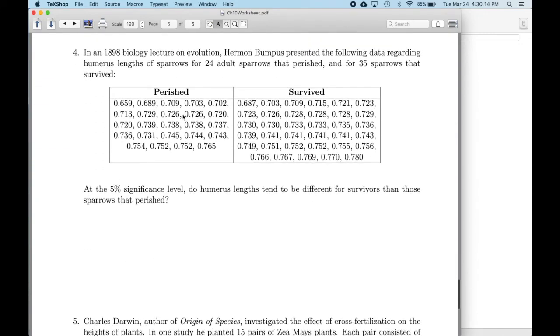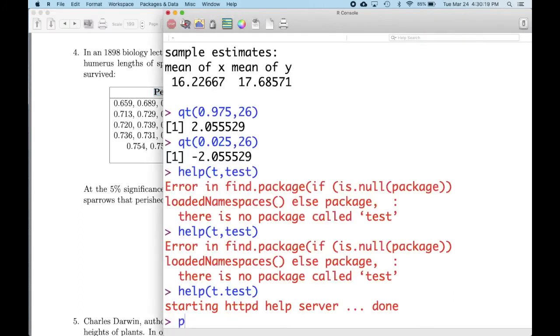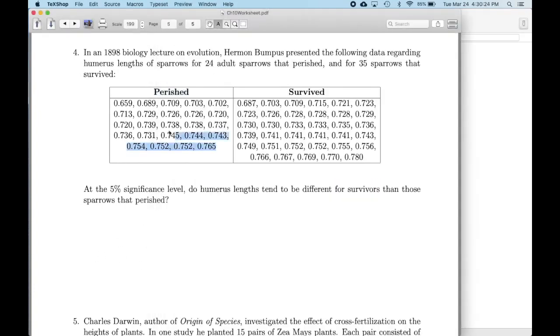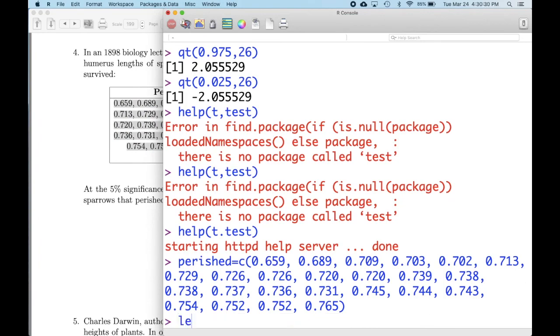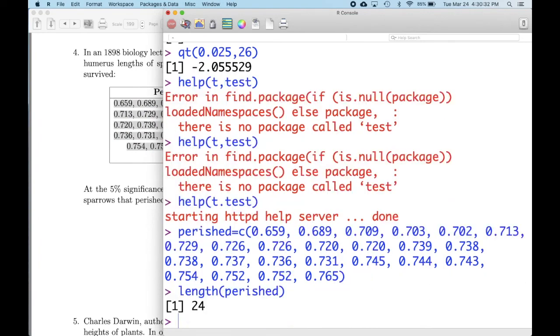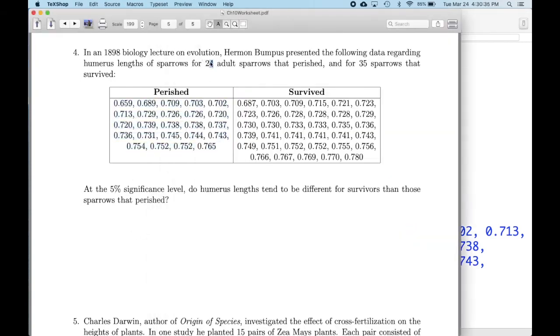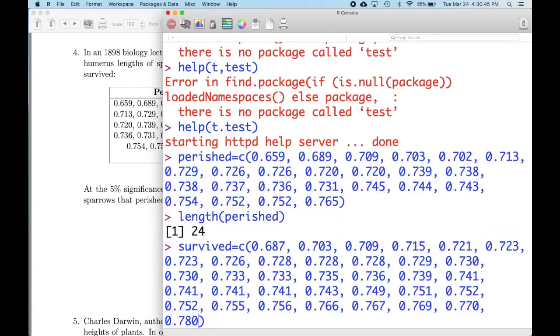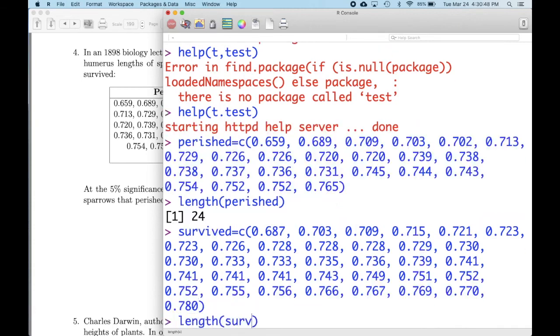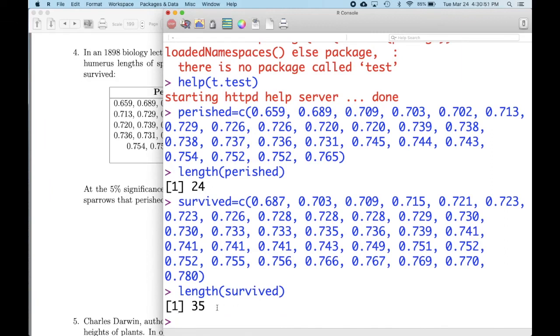So we had perished and survived. That was our data, so I'm just going to write perished. Oops, I don't know why I copied the name and not the data points. There we go. Again, I like to double check: yes, we have 24 data points there, which is what we should have. In the survived group, we have a few more data points. Let's make sure that we got all 35 values, and we did.